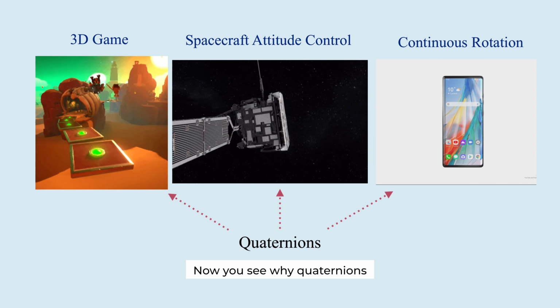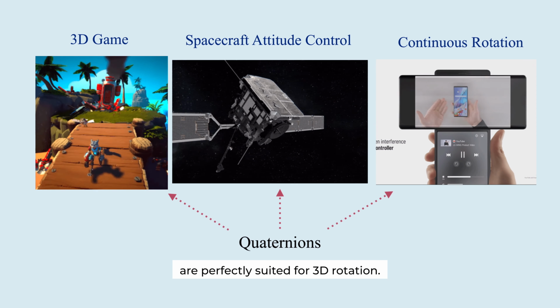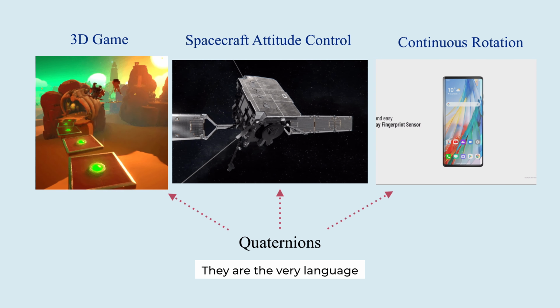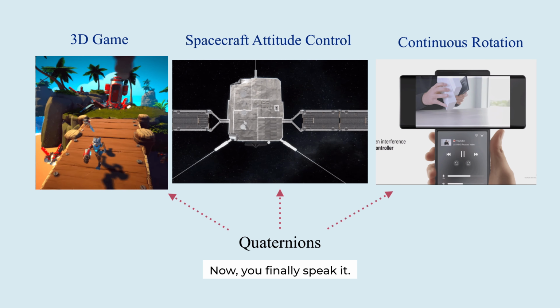Now you see why quaternions are perfectly suited for 3D rotation. They are the very language 3D rotation was always asking for. Now you finally speak it.